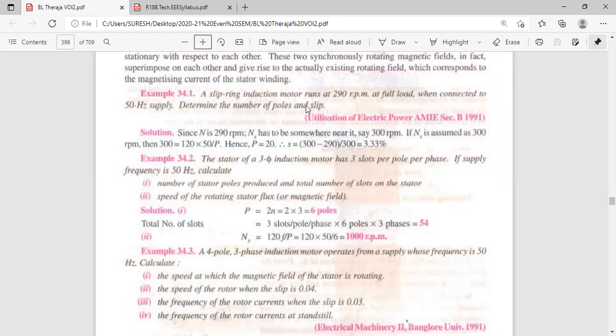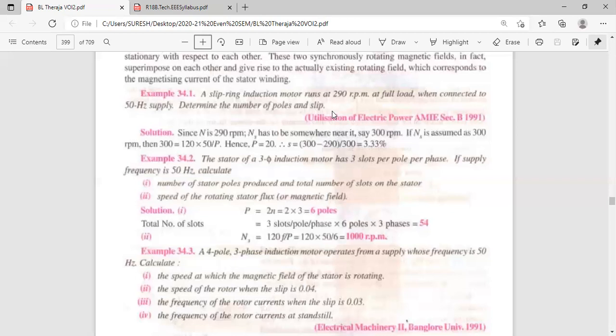He is asking for slip. If you want the slip, we want ns, but actually he is not giving ns here. So we'll assume ns as 300, which is nearer to 290 RPM. Actually, we should not assume; in the exam, they will give it. Since they have not given it, we are assuming. N is 290 RPM, the speed of the rotor, and ns is the stator speed, which is greater than N. ns is 300, N is 290.